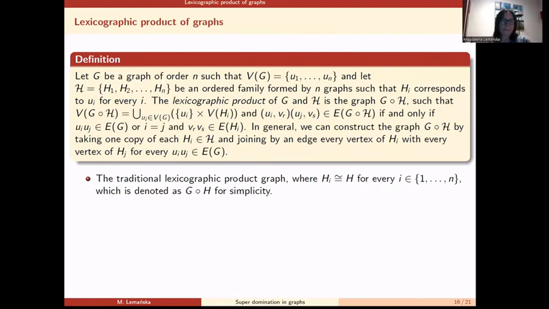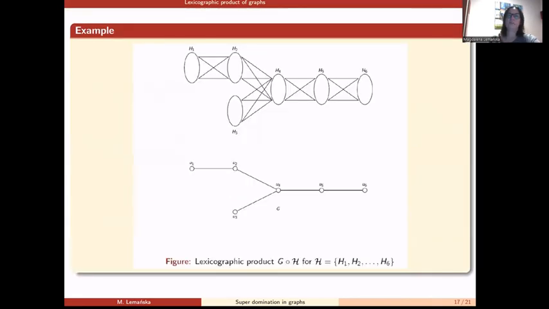And we also considered the problem of super domination in lexicographic products of graphs. Again, here is a formal definition of this lexicographic product, but I decided to show you this definition by example. If we consider a lexicographic product of a graph G and a family of graphs H, then this family H must have the same number of graphs as we have vertices in the graph G. So if we have here a graph G with 6 vertices, then this family H must have 6 graphs.